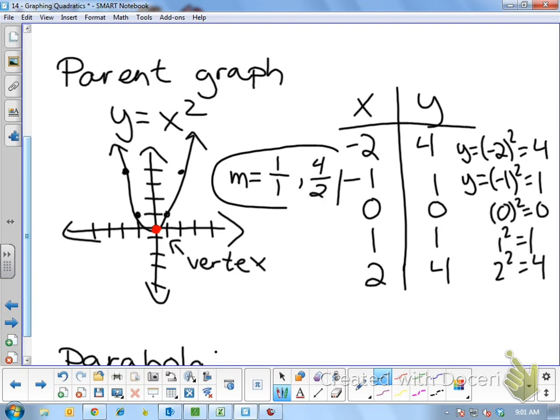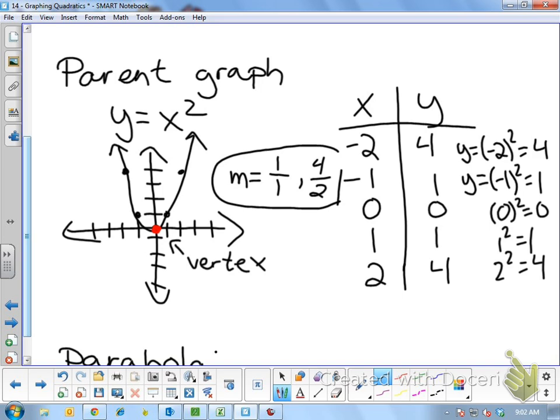4/2. So that slope pattern is going to be very important in our graphing. This can replace this entire table, mostly. So we know that it's supposed to look like a U now. We know the slope pattern now.